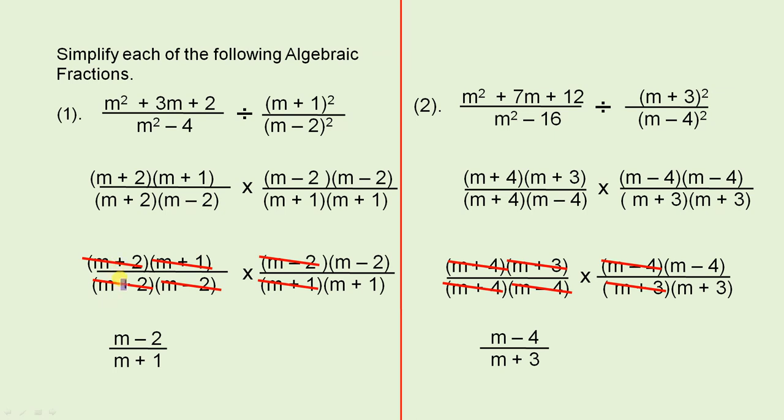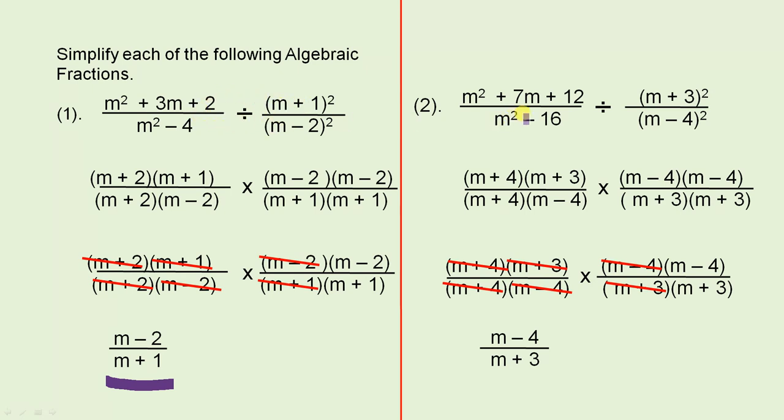So the m plus 2 cancels with the m plus 2, the m plus 1 cancels with the m plus 1, the m minus 2 cancels with the m minus 2, and the answer is (m minus 2) over (m plus 1). So believe it or not, that is the simplification of this original sum here.